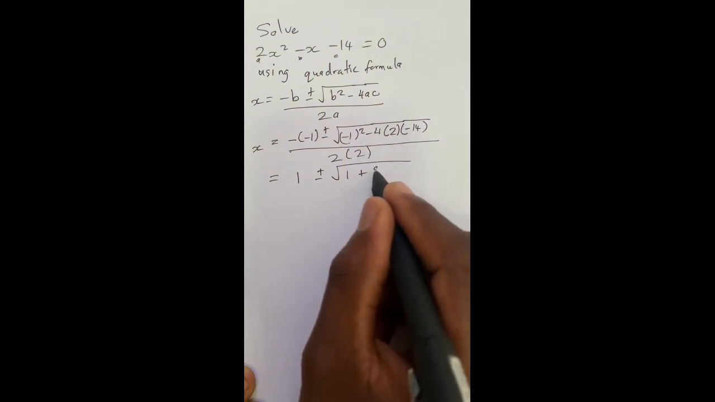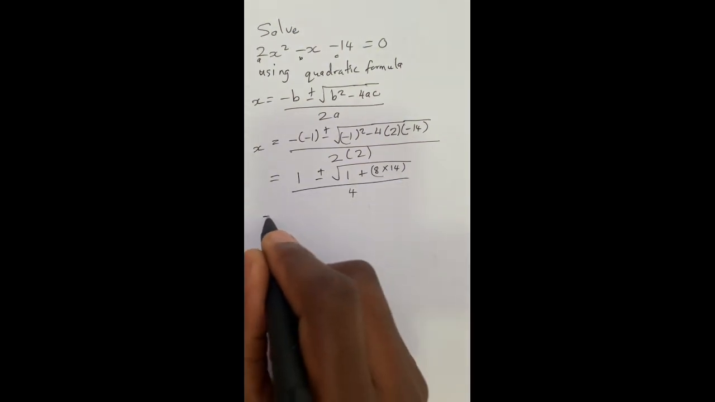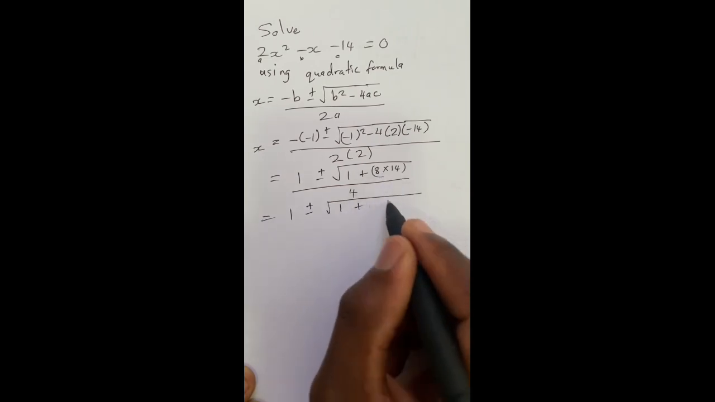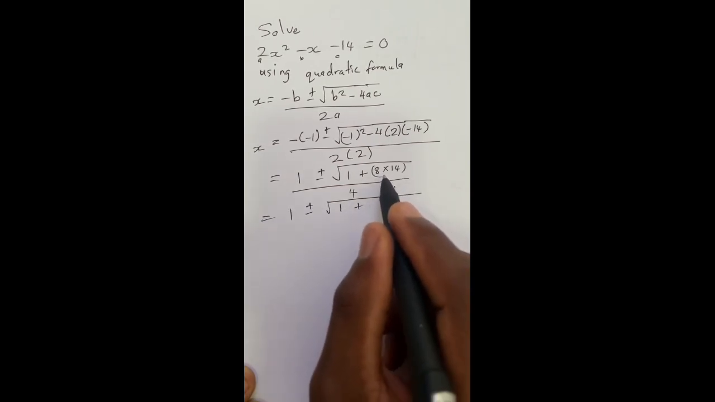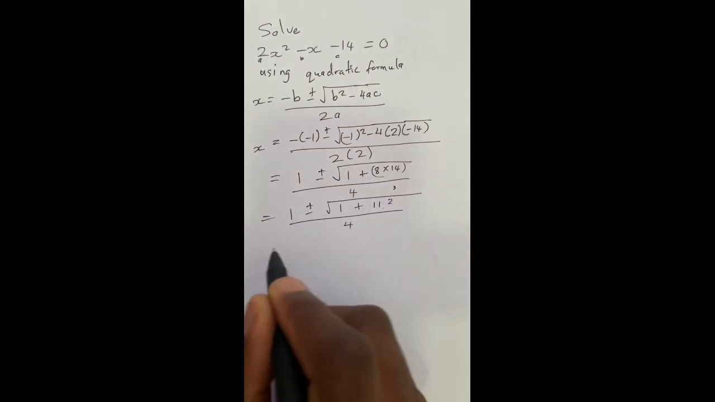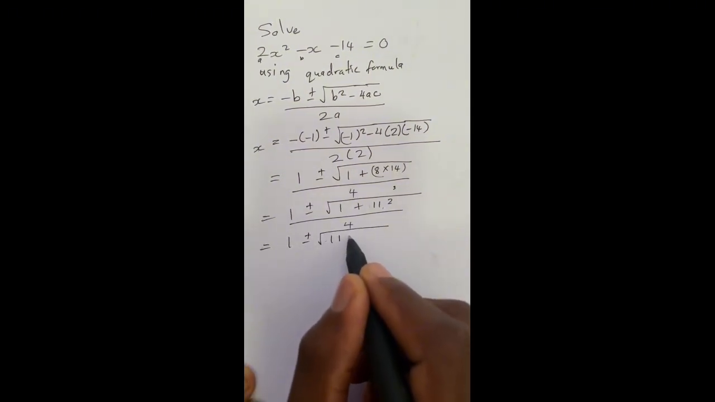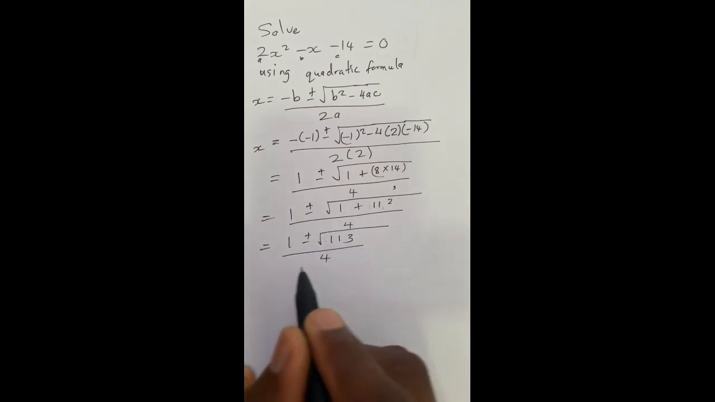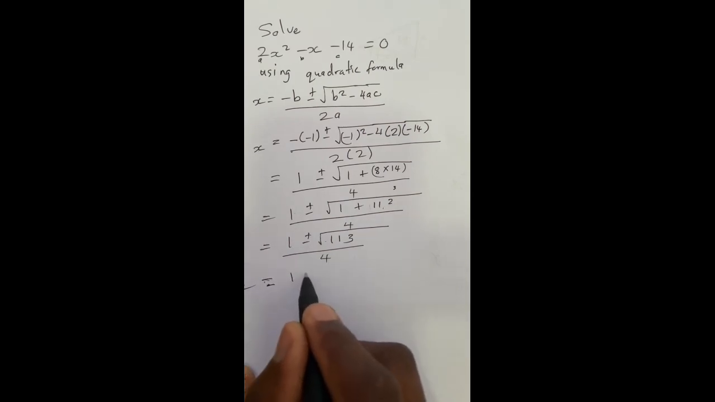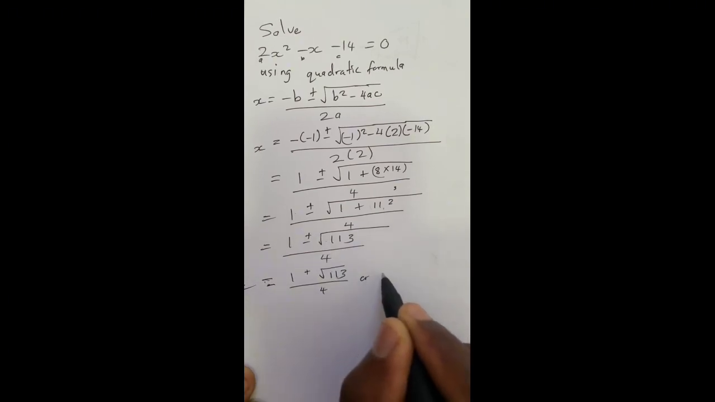This would give us 1 plus or minus the square root of 1 plus 112, all over 4. Then this will lead us to 1 plus or minus the square root of 113, all over 4. Now, to calculate the square root of 113, we're not going to crack our heads. We're going to use a calculator, which will make our work easier.